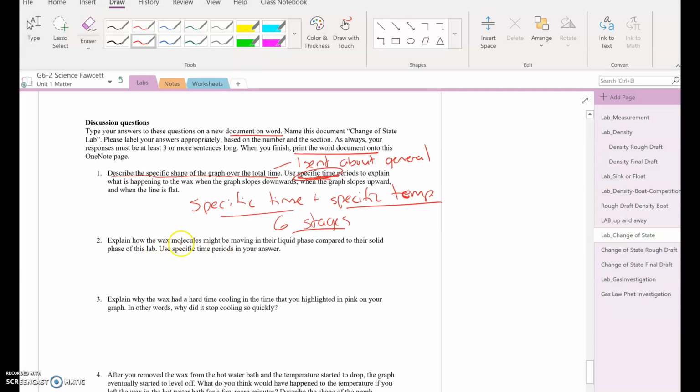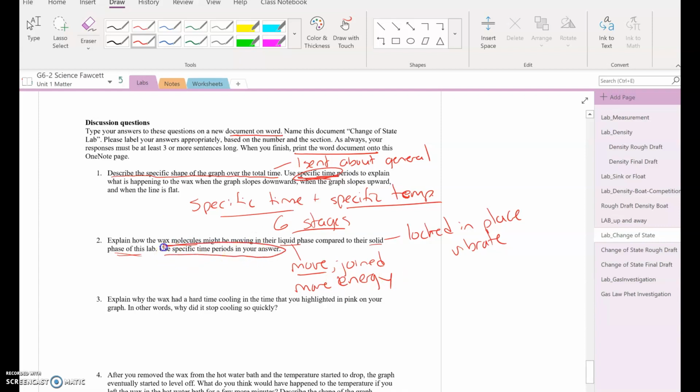The next question asks you to talk about what's going on with the molecules of the wax as they move from their liquid phase to their solid phase. And this is something that we already know from what we've learned about different states of matter. In liquids, the molecules are moving around. They're still joined to each other. So they move, they're joined. In a solid state, they're locked in place. They can vibrate. So there's more energy here with the liquid phase where they can move around.